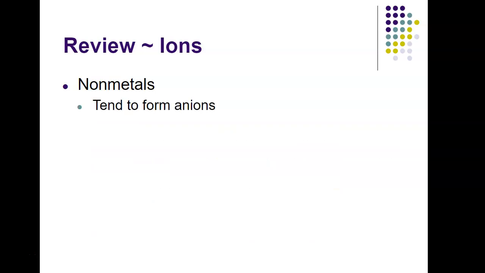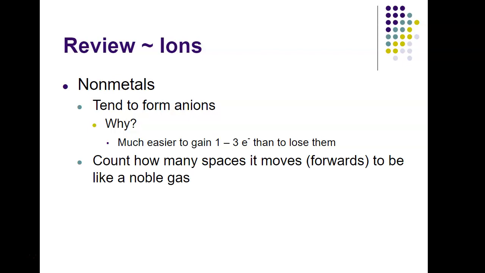When we're talking about our nonmetals, remember our nonmetals tend to form anions, or our negatively charged ions. And that's because it's easier for them to gain 1 to 3 electrons than to actually lose them. These elements tend to have 5, 6, or 7 valence electrons. It's going to be easier for them to gain 1 to 3 than to lose 5, 6, or 7.